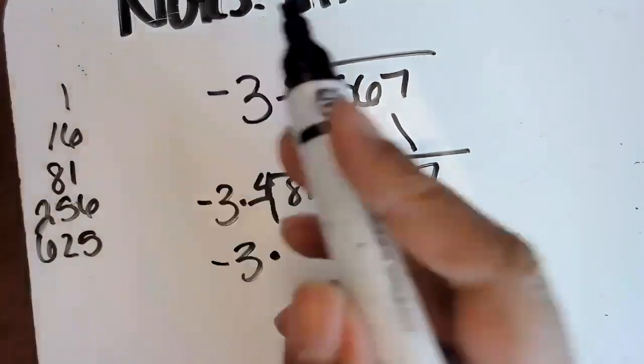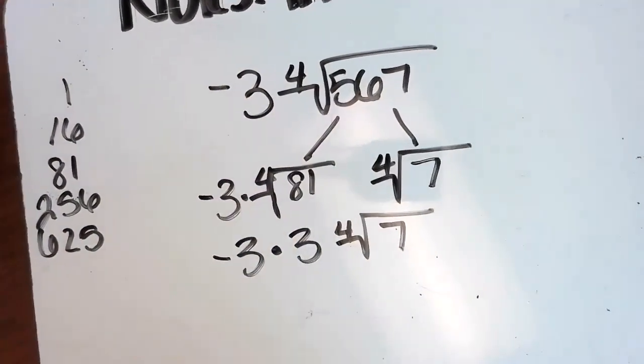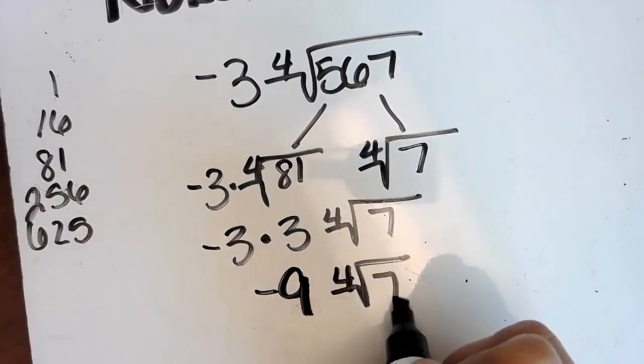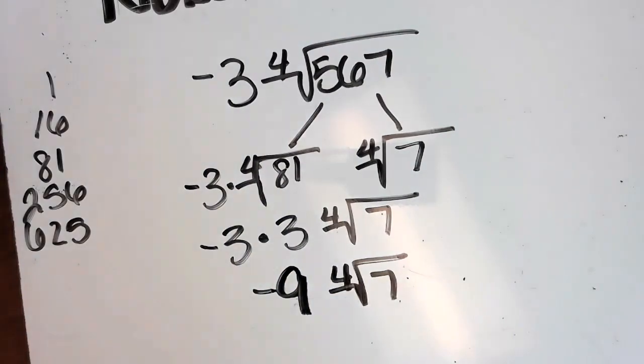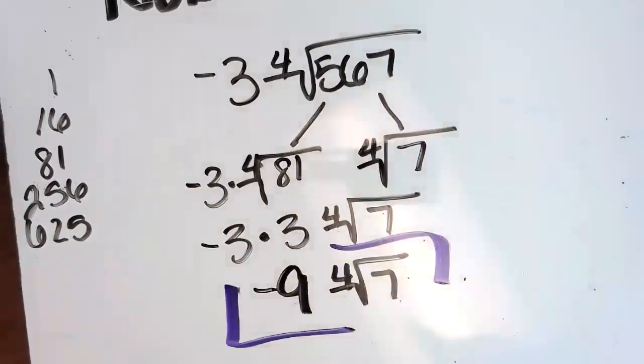It's 1, 2, 3. And the fourth root of 7 stays under. And then you just multiply to get negative 9 fourth roots of 7. And that would be it. This is your answer right here. Voila, it's all simplified.